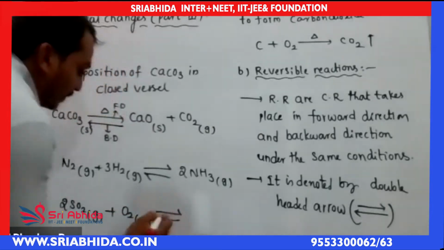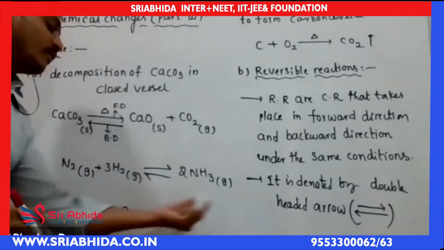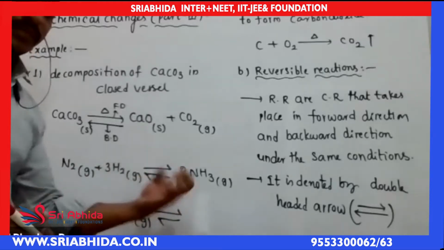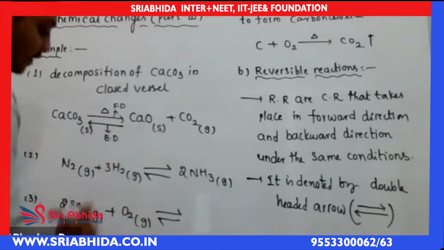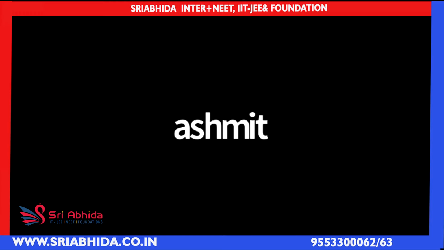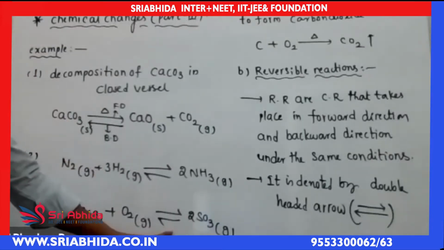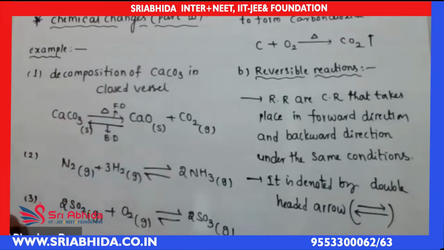Both are in equilibrium with each other. That means forward and backward reactions both take place. That's why that represents equilibrium also. Both convert into 2 moles of sulfur trioxide at gaseous state only. So this one also represents a reversible reaction example. So these are the examples of the reversible reactions.